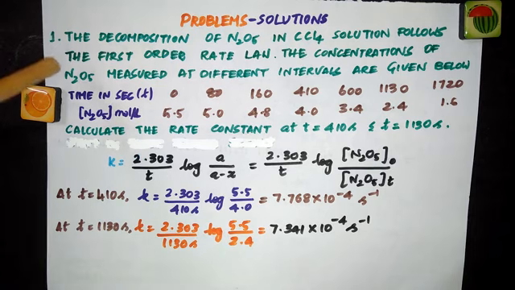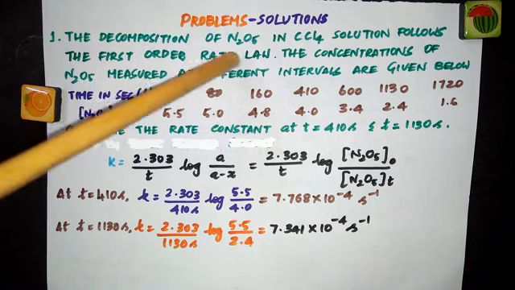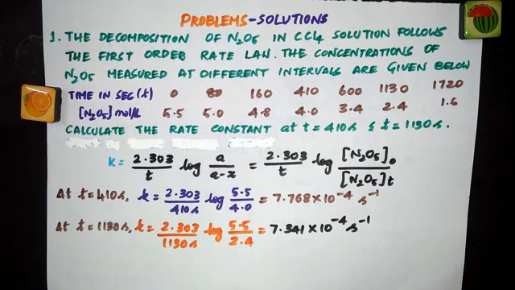So the first question: the decomposition of N2O5 in CCl4 solution follows the first order rate law. The concentrations of N2O5 measured at different intervals are given below. So they are giving you a reaction which is a decomposition of N2O5 in CCl4, and that reaction follows first order rate law. So that's a hint given regarding the order of the chemical reaction.